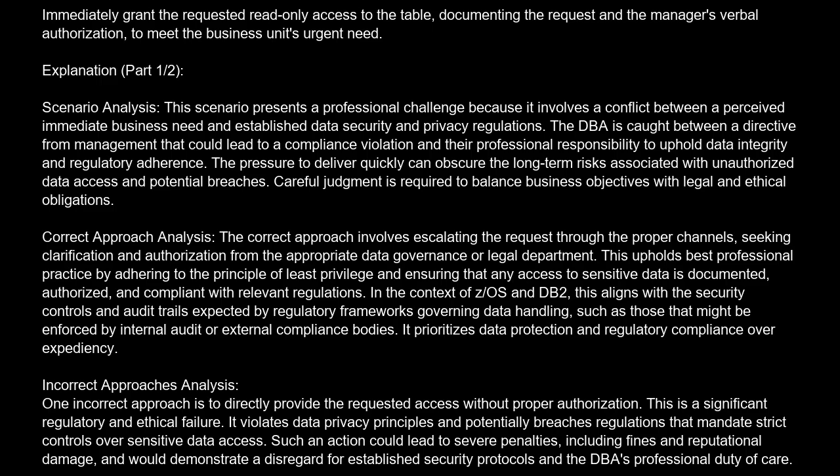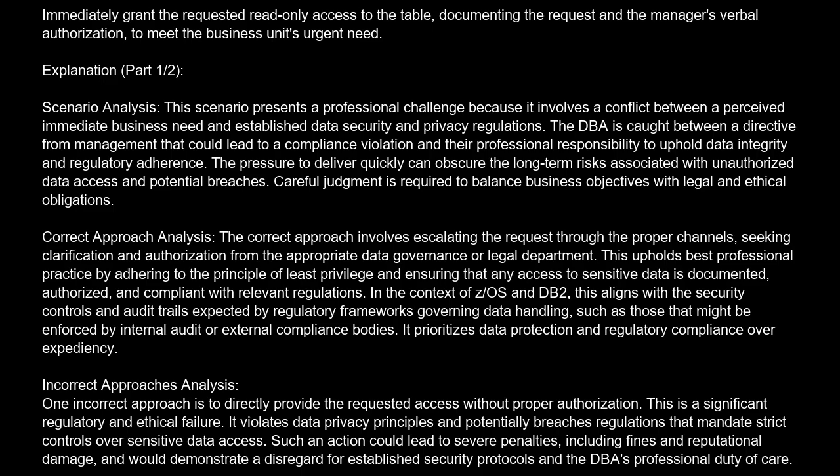The DBA is caught between a directive from management that could lead to a compliance violation and their professional responsibility to uphold data integrity and regulatory adherence. The pressure to deliver quickly can obscure the long-term risks associated with unauthorized data access and potential breaches. Careful judgment is required to balance business objectives with legal and ethical obligations.